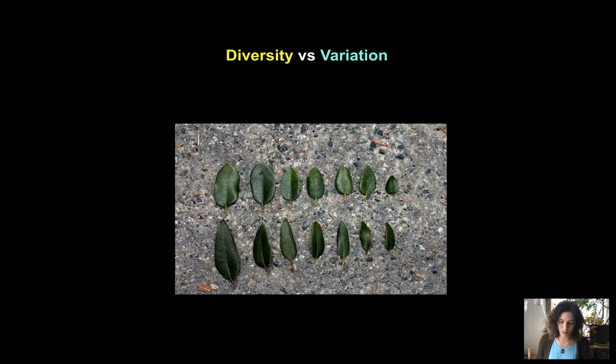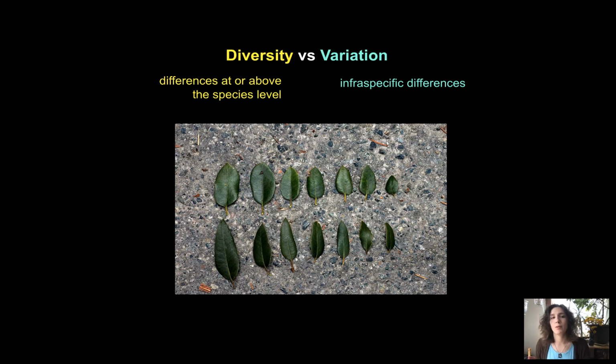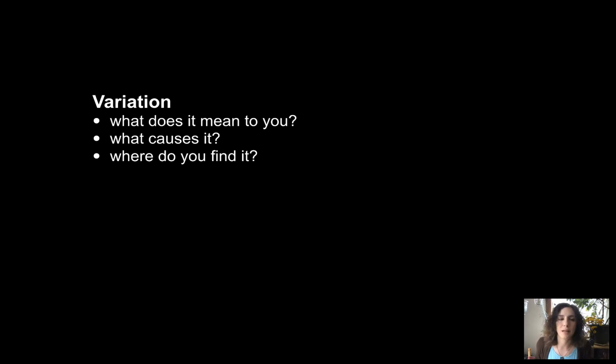So first of all, I want to differentiate these two terms, diversity and variation. Diversity is when we're talking about differences at or above the species level. So we're looking at the species diversity, the richness of an area, or the diversity of the redwood forest. That's talking about the number of species. Variation is within a species. So in other words, infra-specific differences within just a single species. That's what we're going to be talking about today, variation.